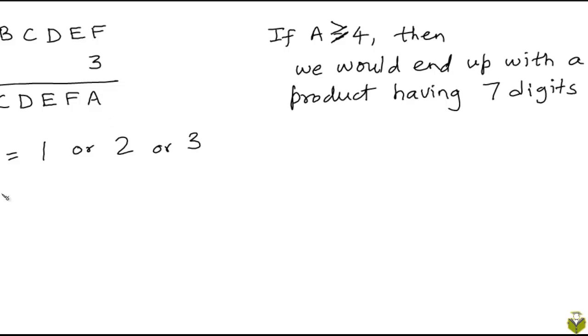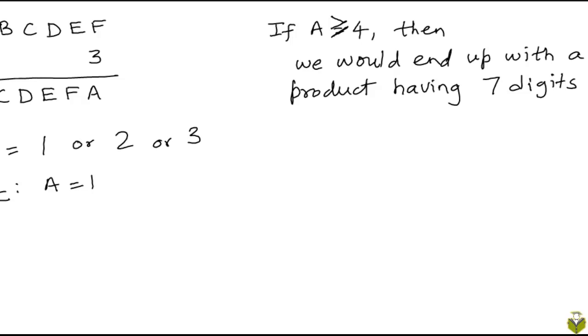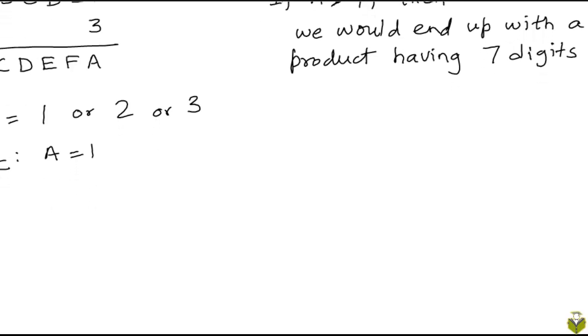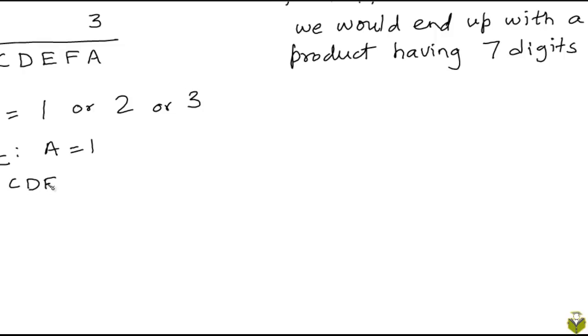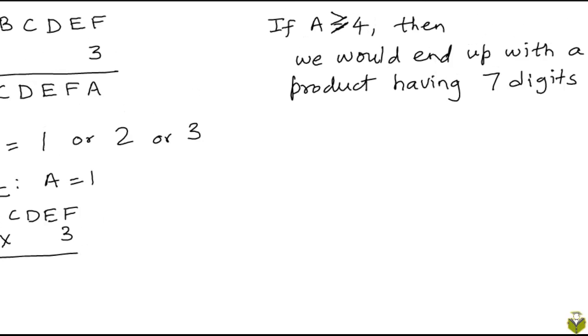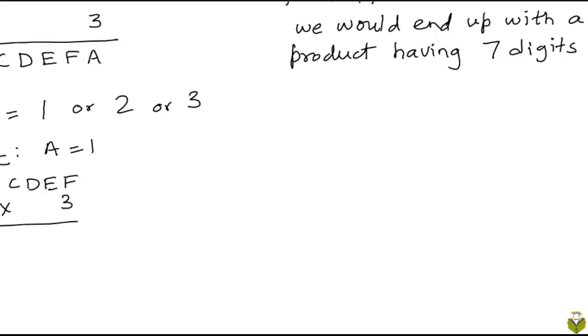So let's look at each of these possibilities. Suppose A is 1. Let's see if we can figure out the values that the other letters would represent in this case. So if A was 1, we could rewrite this multiplication operation as 1 B C D E F multiplied by 3 is equal to B C D E F followed by a 1.